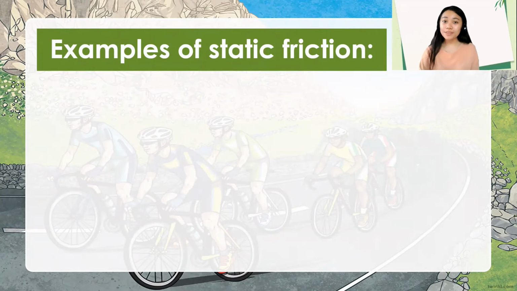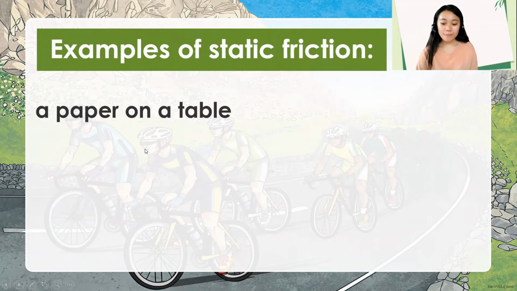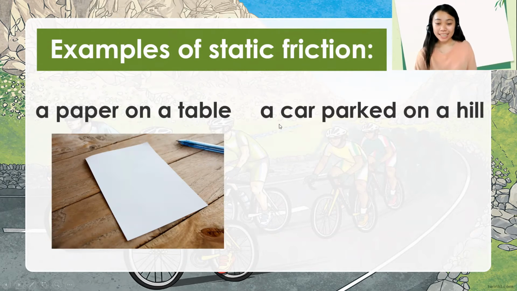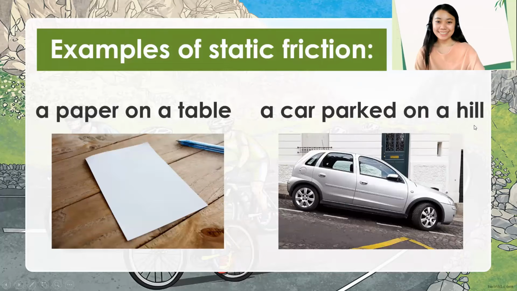These are examples of static friction. Let's read. Examples of static friction. A paper on a table. Again, a paper on a table. The paper is not moving. Next, a car parked on a hill. Let's read it again. A car parked on a hill. Very good, everyone.